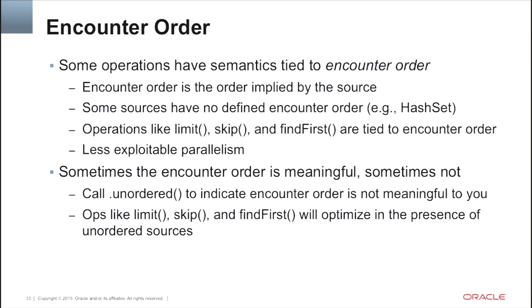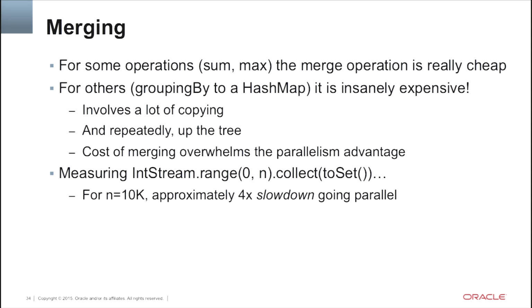So if you have operations like limit, skip, findFirst, which are inherently tied to encounter order, watch out, this is a source that steals away your parallelism, and if the problem you're trying to solve is independent of encounter order, just make the stream unordered. You'll get better performance. Okay.